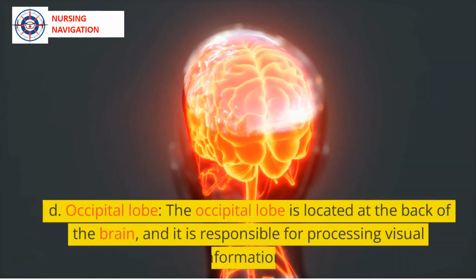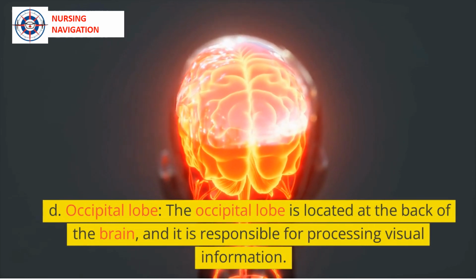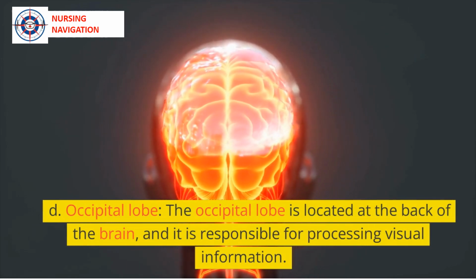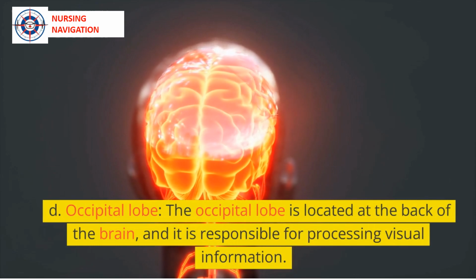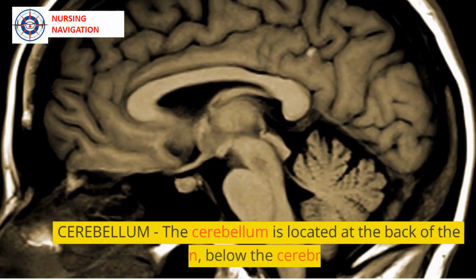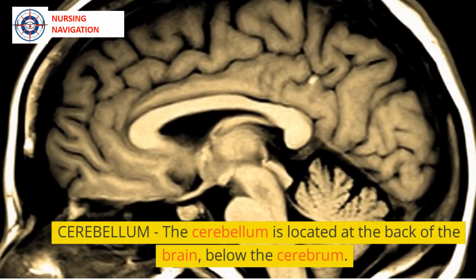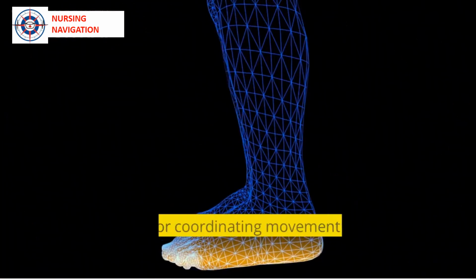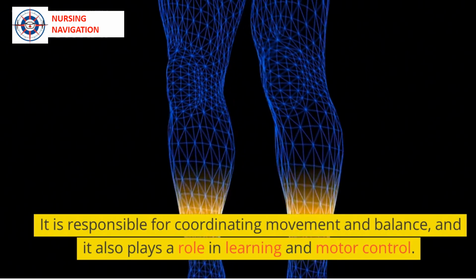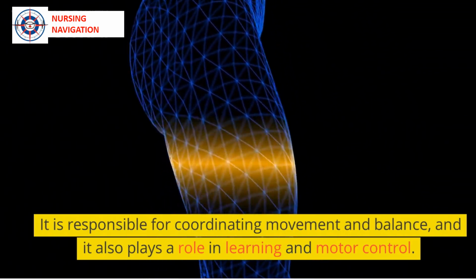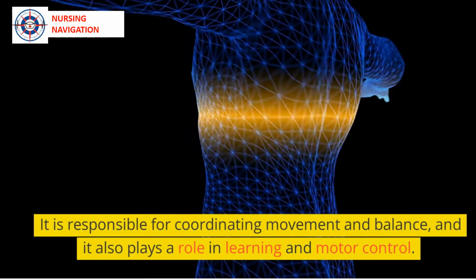D. Occipital lobe. The occipital lobe is located at the back of the brain, and it is responsible for processing visual information. Cerebellum. The cerebellum is located at the back of the brain, below the cerebrum. It is responsible for coordinating movement and balance, and it also plays a role in learning and motor control.